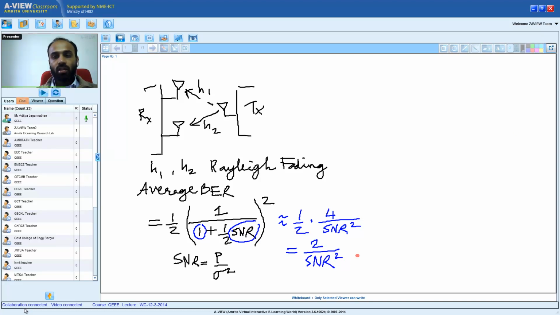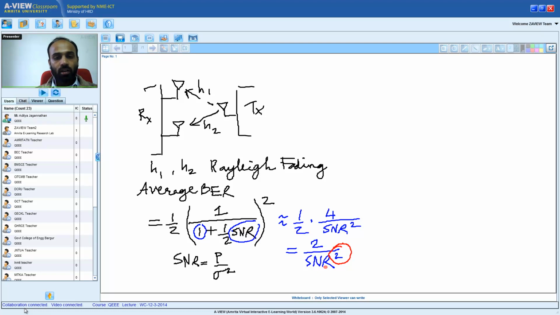And the most important thing to realize here in this bit error rate when you have multiple antennas is that whereas the bit error rate for a simple Rayleigh fading channel with one transmit, one receive antenna decreases as 1 over SNR, this bit error rate decreases as 1 over SNR square. You can see this factor of 2 over here, right? So now the bit error rate has decreased from 1 over SNR to 1 over SNR square.